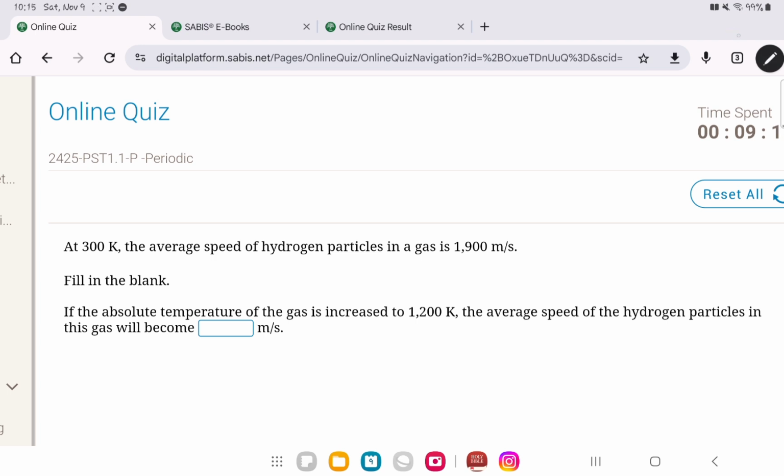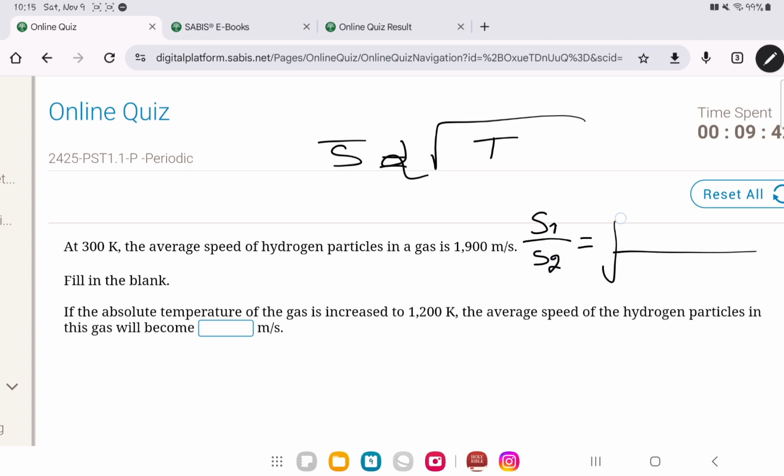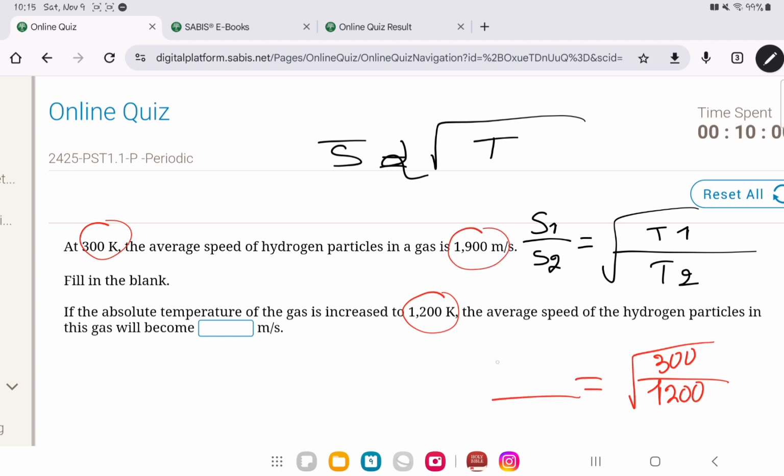The equation we need to know for this one is that the average speed is directly proportional to the radical of the temperature. So let me put alpha instead. The average speed is directly proportional to the radical of the temperature, meaning we can write it in this form of equation: speed 1 over speed 2 is equal to radical temperature 1 over temperature 2. Of course, temperature has to be an absolute value.